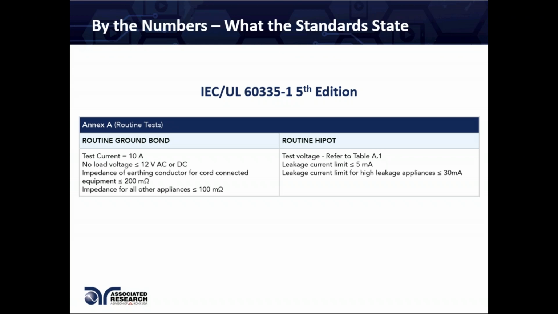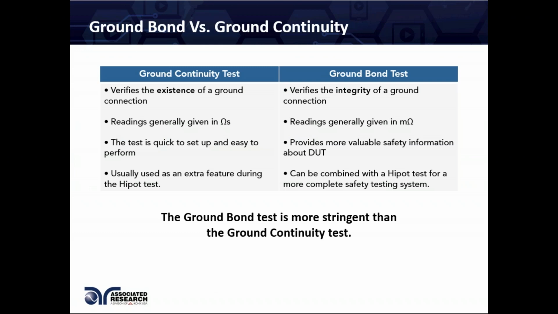But the key difference in this requirement is that this is a routine test. The previous ground bond test requirements that we looked at were for the design or type test. This is a routine test requirement, which is not very common, because ground bond test is normally not required as a routine test by most standards, but the 60335 does require it. So you have to perform a ground bond test on your fully assembled products.